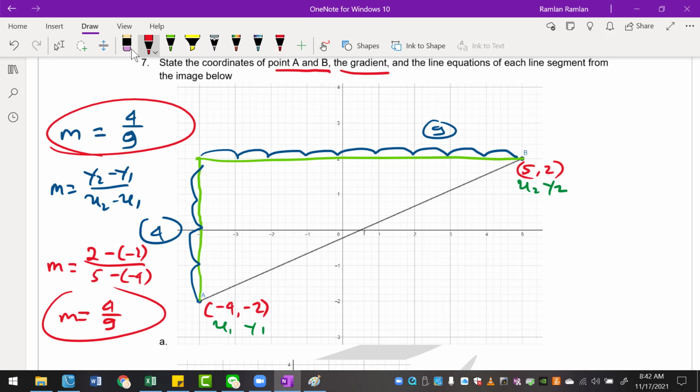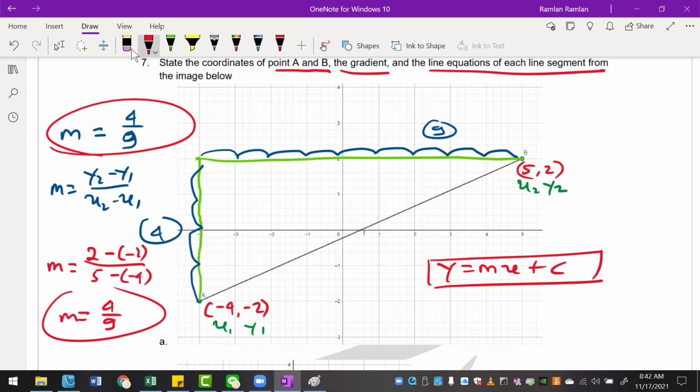Okay, so the next one is the line equation. Here you can use y equals mx plus c, right? So y equals mx plus c. This is the common form that we use. Actually, there is another formula, but let's use this one. So we have those points, right? Just choose one point. It's up to you which one you want to use.